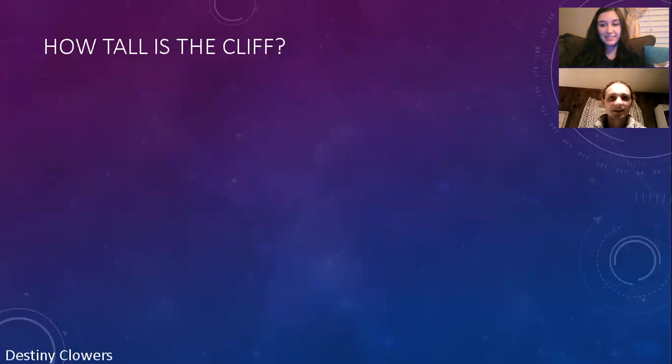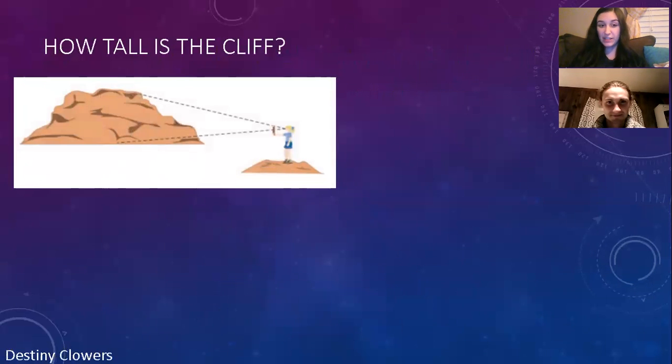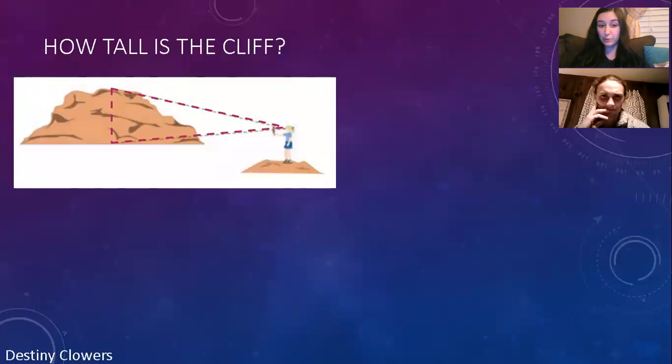And I believe this is our last question. Yes. How tall is the cliff? Well, that's a good question. Here's the picture that goes along with your question. You can see that there is one triangle located right here, and there's another triangle right here. So in order to figure out how tall the cliff is, we have to begin with what we know.